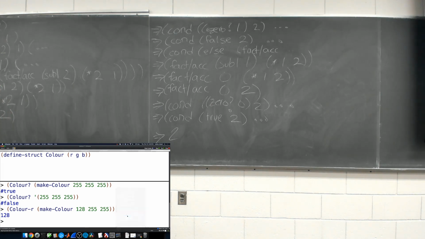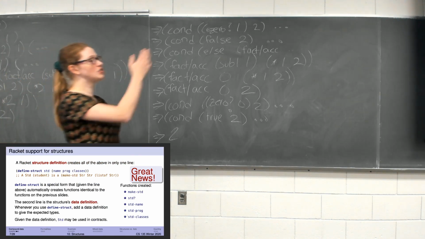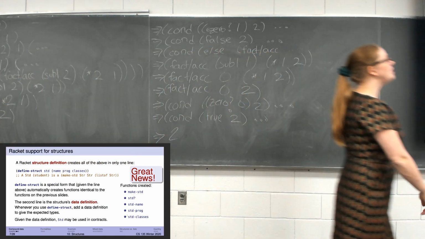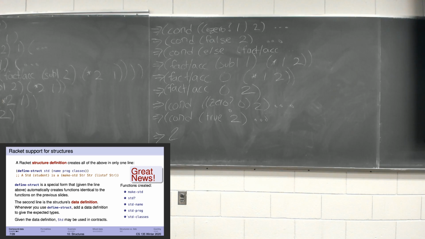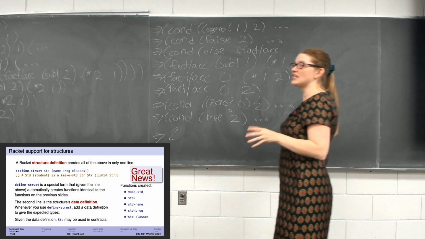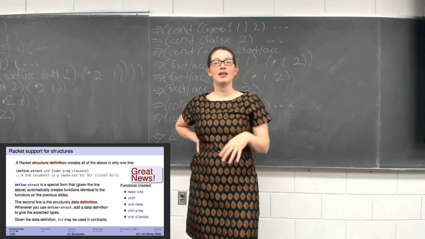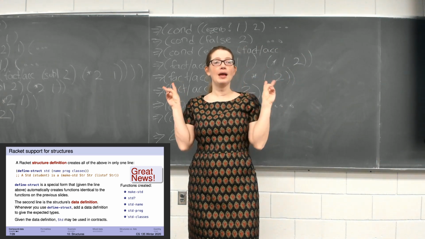So, when I create this student structure, it's going to give me the constructor, the predicate, and 3 selectors. One for the name, one for the program, and one for the classes. You get them for free, which means you don't have to do the design recipe for any of them. They're effectively built in.